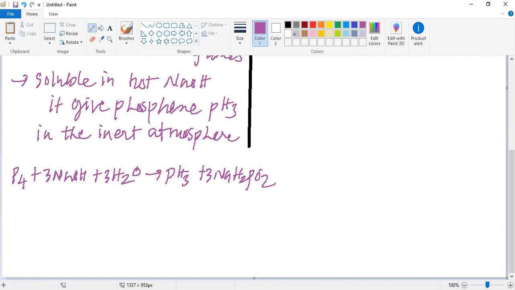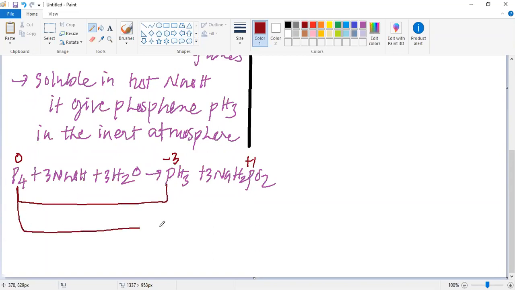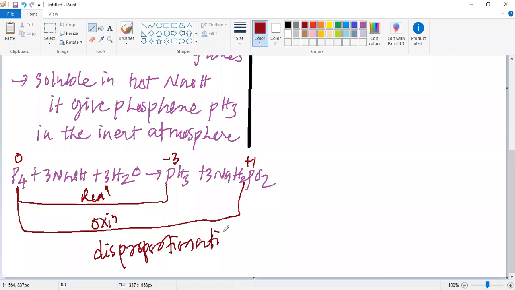Now here a very interesting thing takes place, my dear students. Here your phosphorus is in the zero oxidation state, that turns into -3 and +1 oxidation state. So you can see that here this is the reduction, here this is the oxidation. But reduction and oxidation take place for the same element, and this is the disproportionation reaction. So this is the disproportionation reaction.